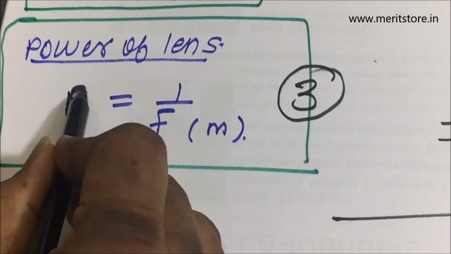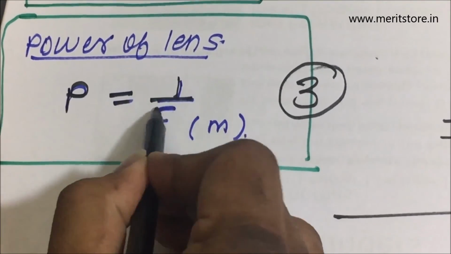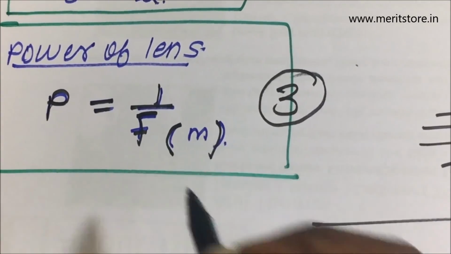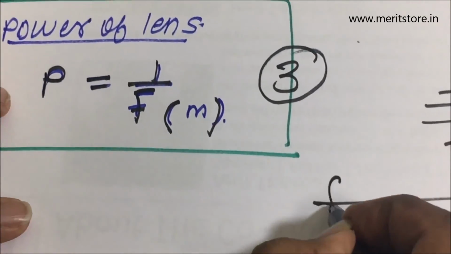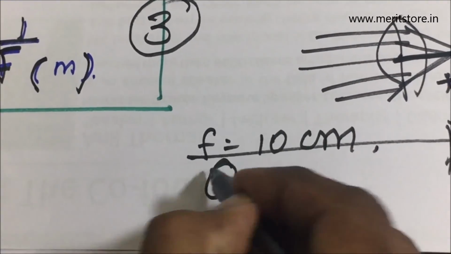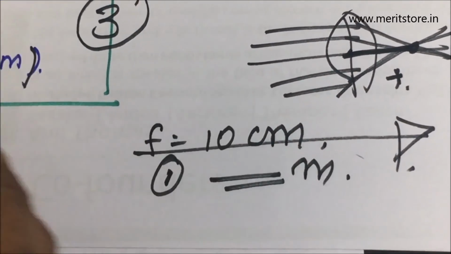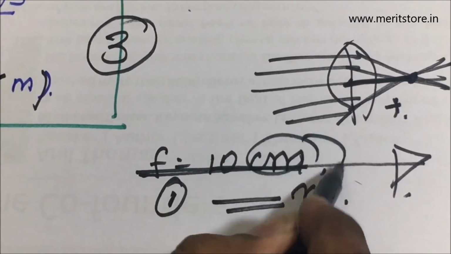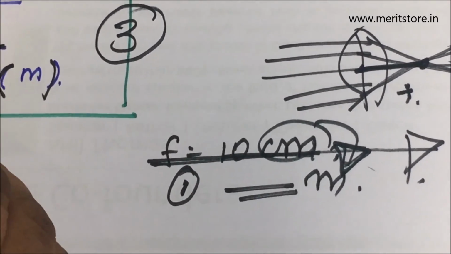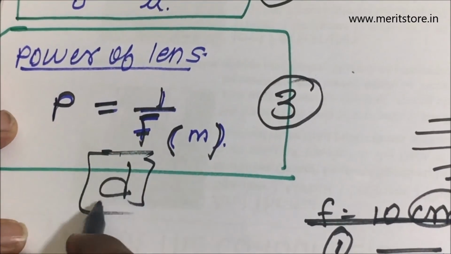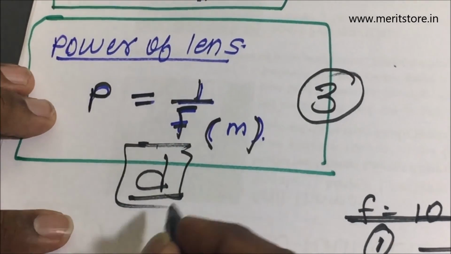The third formula is the power of the lens. Power of the lens is equal to focal length inverse, 1 upon focal length, and the focal length should be in meters. So if they tell you the focal length is 10 centimeters, what will you do? Step 1, convert it into meters before you put it in the formula. You will convert every other unit of distance into meters and you will put it over here. Now the unit of power is diopters. It's called diopters. Clear?